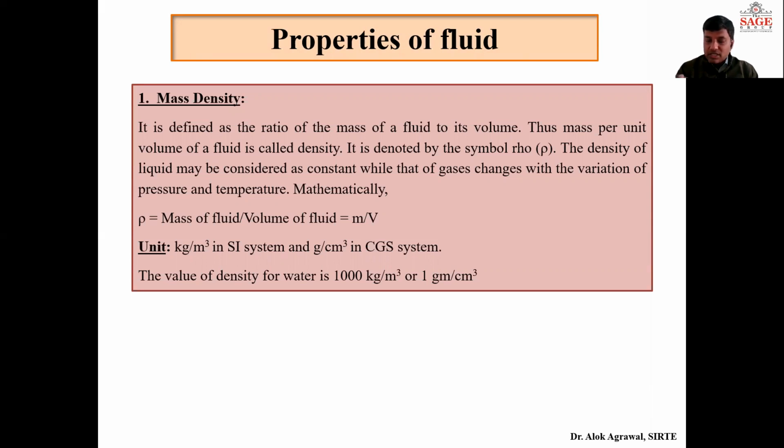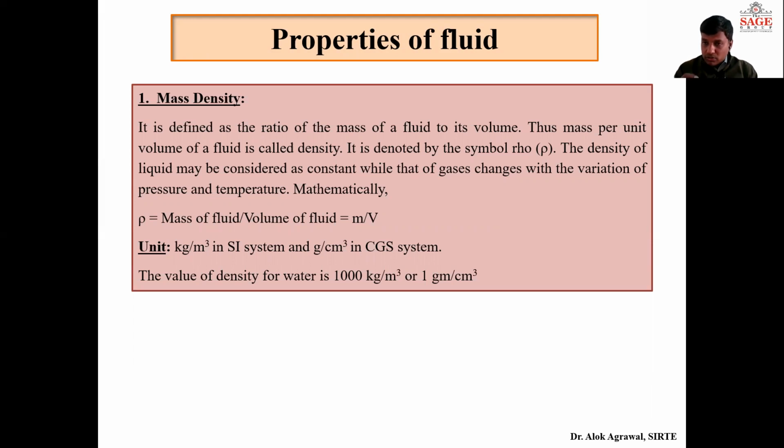So here mass density is the ratio of mass of fluid to its volume. It is denoted by rho, and when we write it mathematically, it will be the ratio of mass of fluid by volume of fluid. So it can be written as m by v. Unit of mass is kg, unit of volume is meter cube in SI system. So density unit in SI system can be written as kg per meter cube. In case of CGS system, mass unit is gram, volume unit is centimeter cube. So density unit in CGS system is gram per centimeter cube.